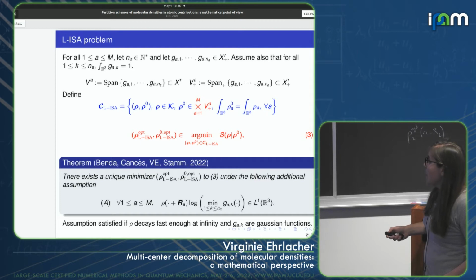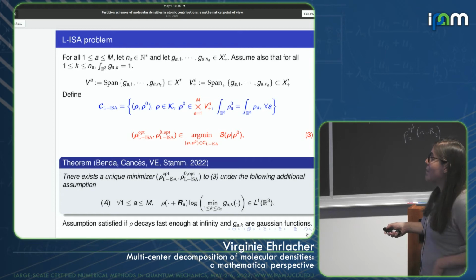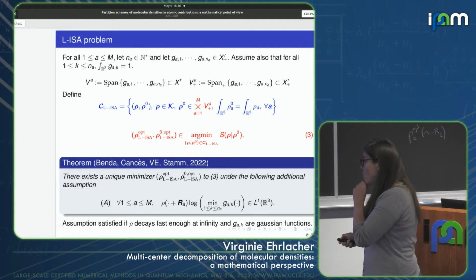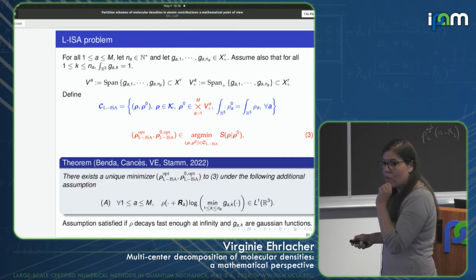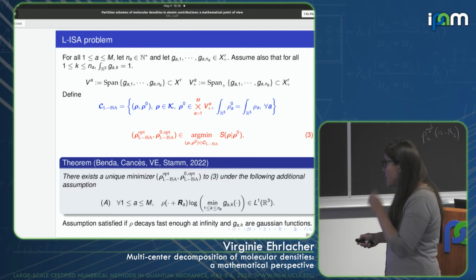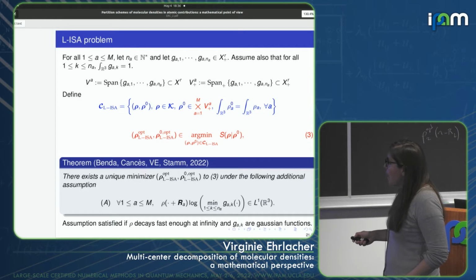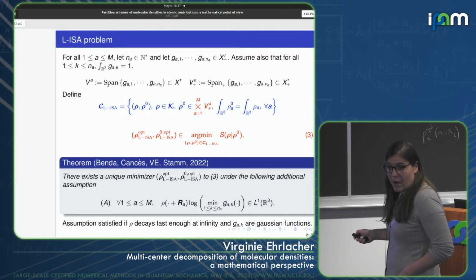And so you can prove that this approximate minimization problem still has a unique minimizer, provided that you make a particular assumption on these functions here, G_A1, G_A, and so on. What is this assumption? You need to assume that for all atoms A, if you look at the quantity rho of R plus R_A, where R_A, remember, is the location of the Ath atom, times the log of the minimum over all K of these G_AK functions, this has to be an integrable function over R3.